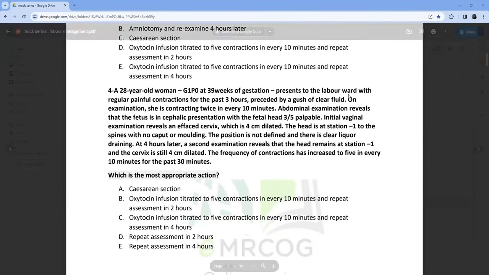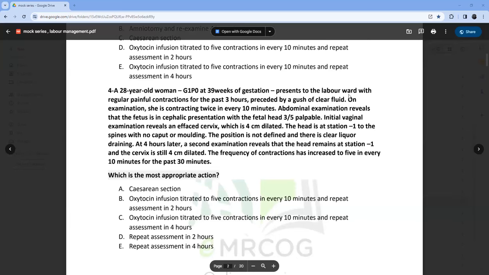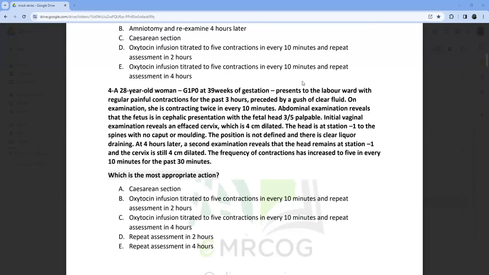Question number 4 says, a 28-year-old woman, gravida 1, para 0, at 39 weeks of gestation, presented to the labor ward with regular painful contractions for the past 3 hours, okay? Preceded by a gush of clear fluid. Okay, this is rupture of membranes, right? It's a pre-labor rupture of membranes, or SROM. On examination, she is contracting twice in 10 minutes. Abdominal examination revealed the fetus in cephalic position and the fetal head 3/5 palpable. Initial vaginal examination revealed cervix 4 cm dilated, head -1, no caput, no molding. Position is not defined, and there is clear fluid draining. After 4 hours, the second examination revealed that the head remains at station -1, and cervix is still 4. The frequency of contractions increased to 5 in every 10 minutes for the past 3 minutes.